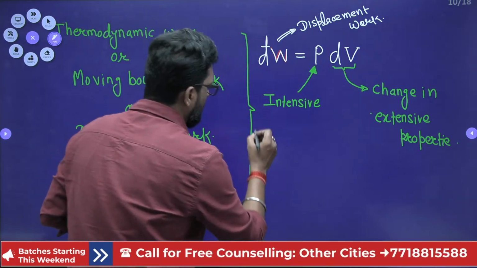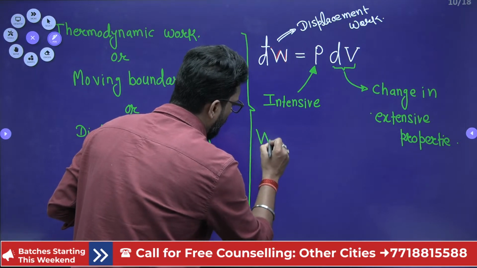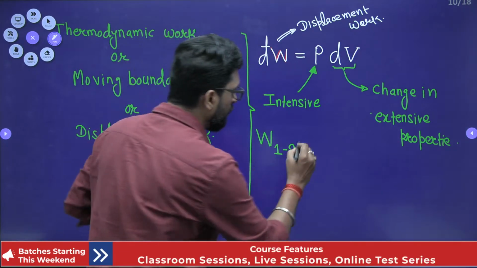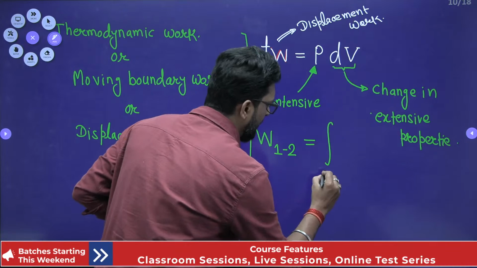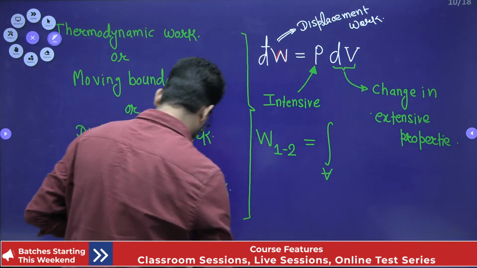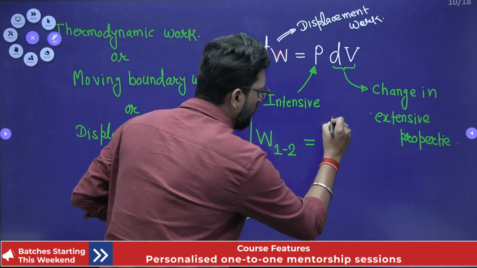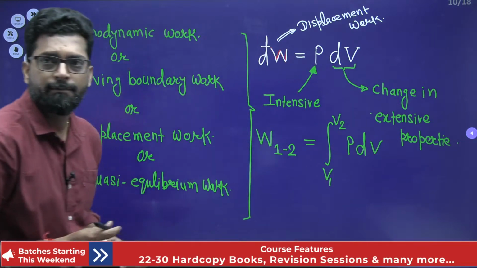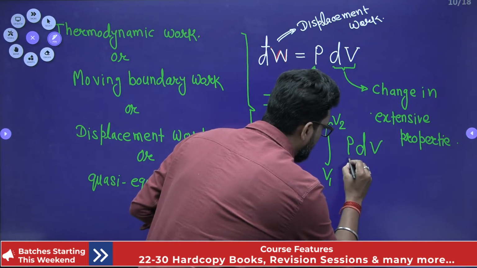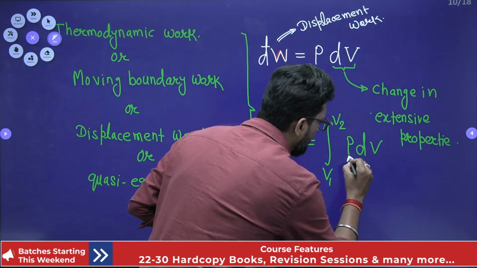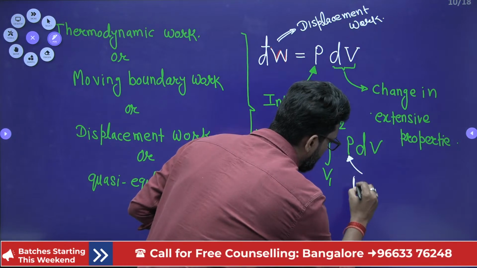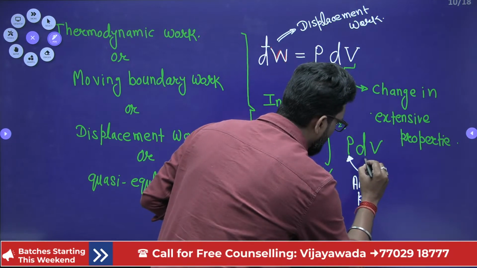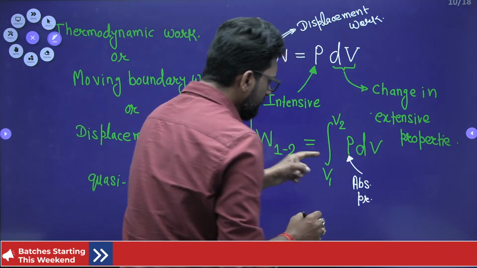How can we write it? Work for the process 1 to 2 is the integral from V1 to V2 of P dV. And mind it, this pressure is positive absolute pressure, and it is not constant.